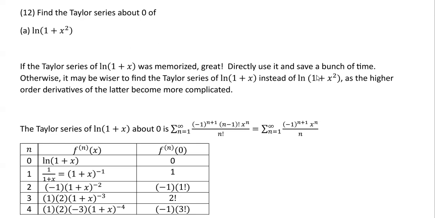So instead of directly finding the Taylor series by taking derivatives of this function, you can imagine the higher order derivatives of ln of 1 plus x squared will become more complicated, because you need product rule, quotient rule, and chain rule. Versus 1 plus x, if you use chain rule, it'll just be a constant, because the derivative of 1 plus x is 1, versus the derivative of 1 plus x squared, which is 2x. So this is where your experience from the previous course on taking derivatives comes into play. You can't just forget about that stuff.